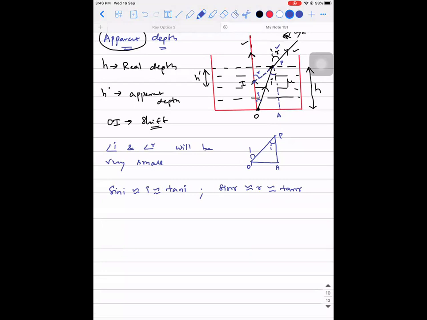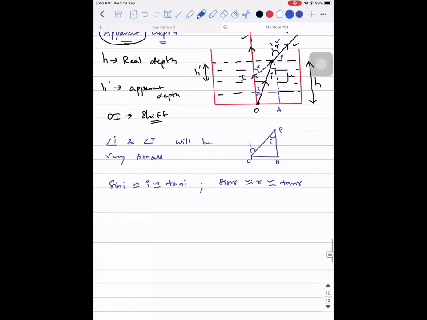Now tell me one thing. Wherever in this chapter you need to involve the sine of an angle, what comes to your mind? Snell's law. Very good. So since I am saying that sin I is going to be very small, first let me find out what that sin I is.